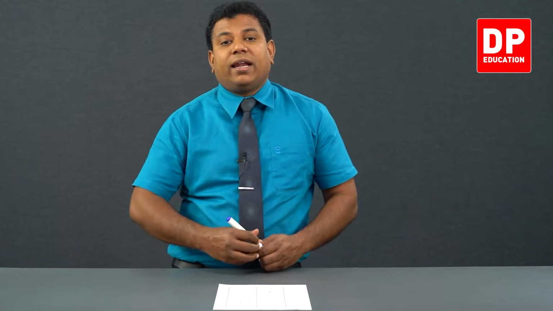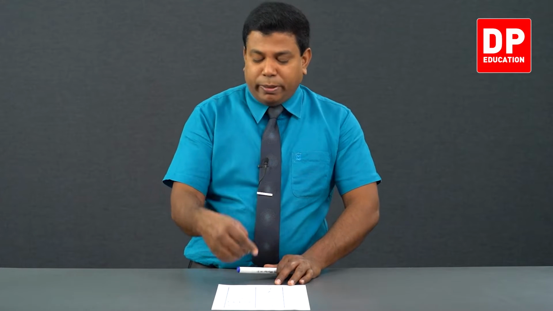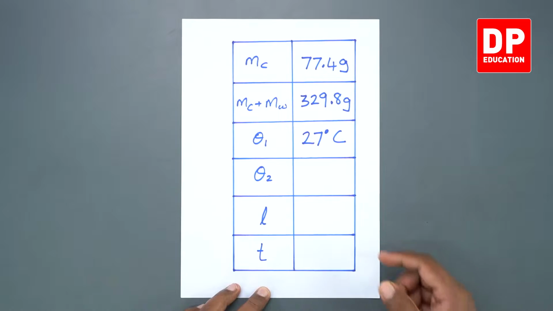Right, now we can generate steam and send it through the rubber tube, submerge the rubber tube within water for a few minutes, and then check the temperature theta 2. What is L? The length of rubber tube which was submerged within the water. At the end of the experiment we can measure that. What is T? Time, how long we were sending the steam. We will be using a stopwatch for that. These three we'll write down at the end.